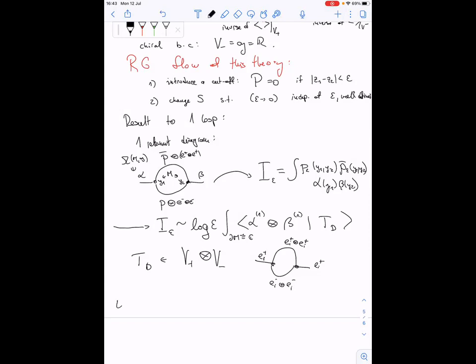What you need to do, you need to change V plus to depend on epsilon. Again in some way which diverges logarithmically as epsilon goes to 0, and this is written in the following way: 1 plus d log epsilon bar, and here I put this TD acting on V plus. So what do I mean by this?